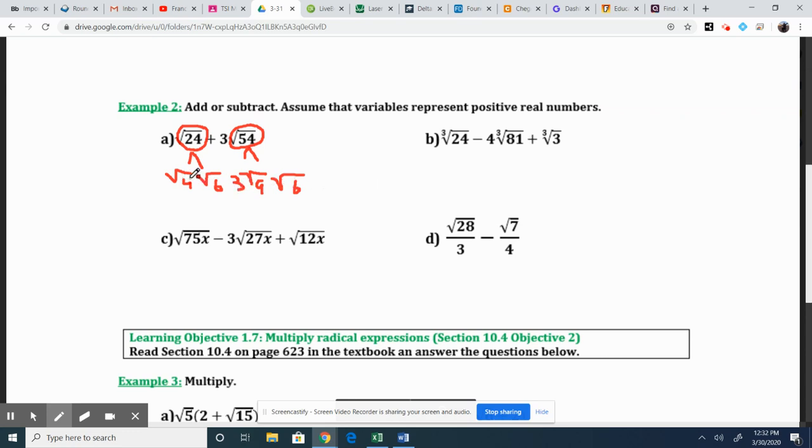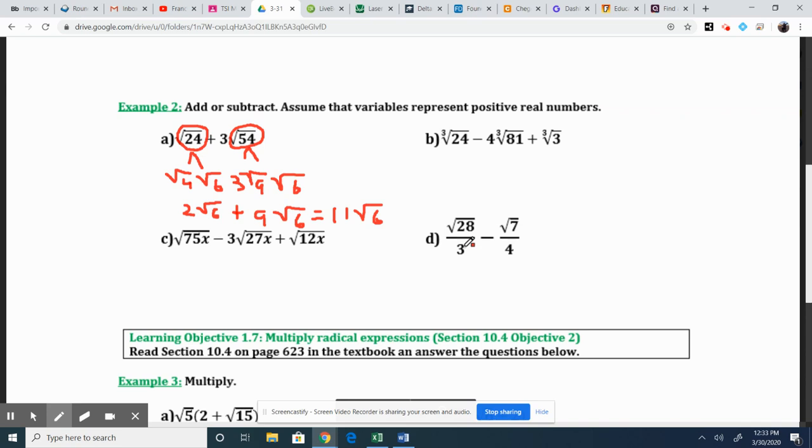So if we simplify this, we have square root of 4, that's 2 square roots of 6, and then plus 3, and square root of 9 would be 3. So 3 times 3 would actually end up being 9 square roots of 6. So now that we have like terms, square root of 6 and square root of 6, all we have to do is add those together and we have 11 square root of 6.